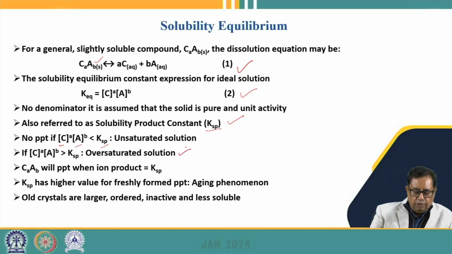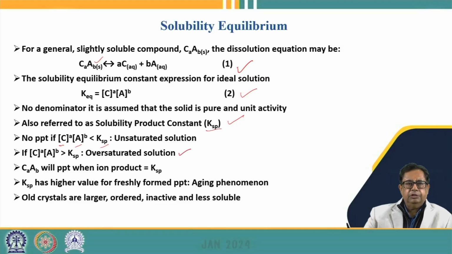Similarly, if the value of the ion product, C raised to power a and A raised to power b, is greater than the KSP value, that is the solubility product constant, we say that the solution is oversaturated and the precipitation will happen. And if this ionic product is equal to the KSP value, this means that at that point the precipitation has just started to happen.